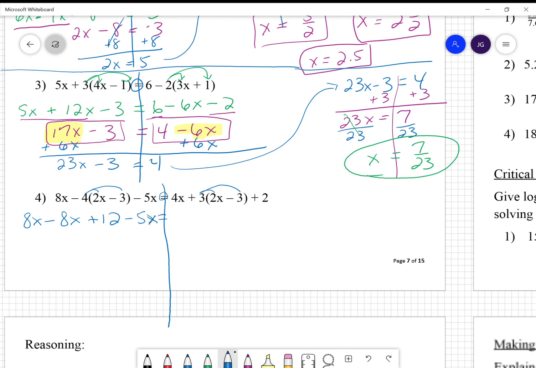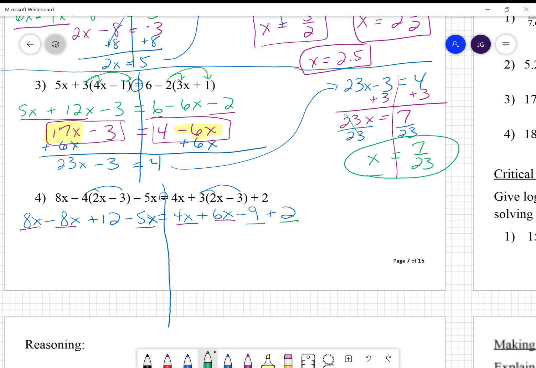On the right-hand side, I have 4x. 3 times 2x is a +6x. 3 times -3 is -9 plus 2. Okay. Now I have like terms on the left side. My x terms are like terms. On the right side, I also have x terms and I also have constants I can combine.